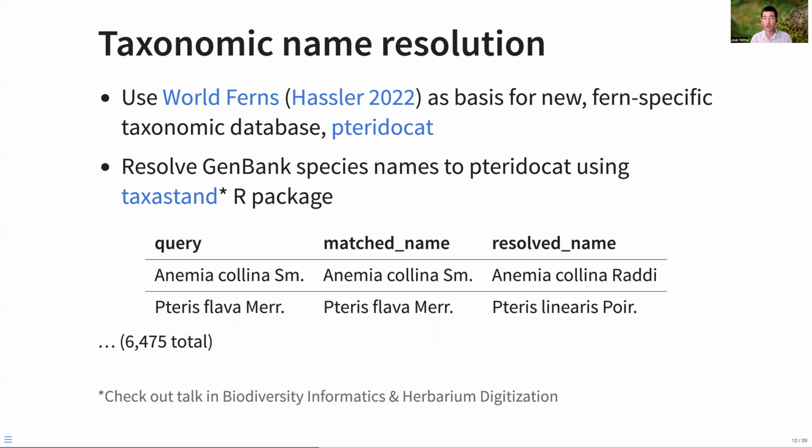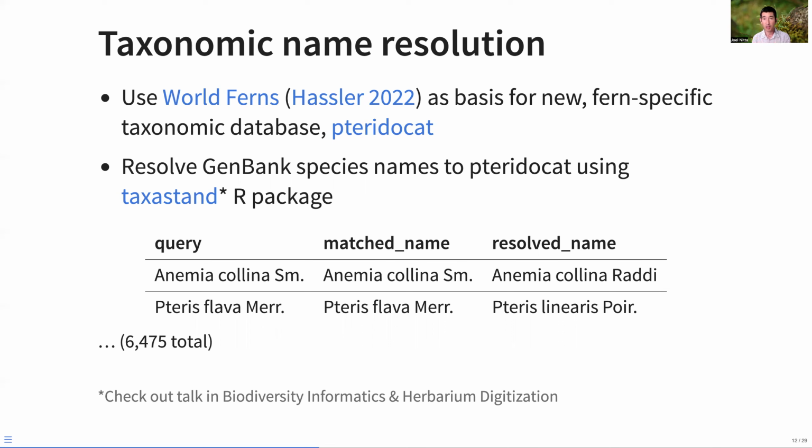After we've extracted the sequences, the next step is to resolve taxonomic names. And this is really important because the NCBI taxonomy was not designed with ferns in mind, and it includes many fern synonyms. So to do that, we start with the World Ferns database maintained by Michael Hassler. However, the World Ferns database, although it's great because it has a lot of synonyms that we can use for resolving names, is actually not quite set up for this specific purpose. So it needed some updating.